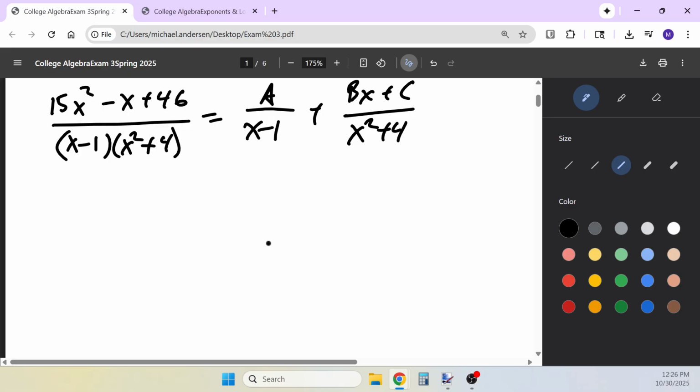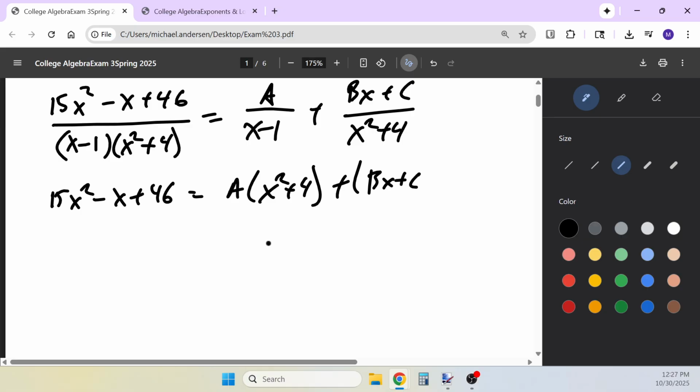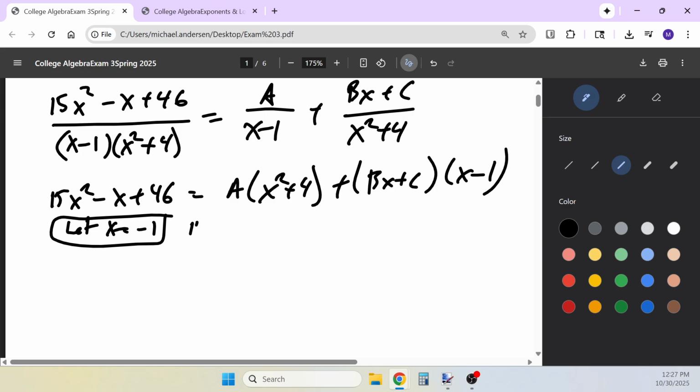Anyway, what we have, we multiply both sides by the denominator. This gives us 15x squared minus x plus 46 equals A times x squared plus 4, plus Bx plus C times x minus 1. We let x equal negative 1. Then this gives us 15 plus 1 plus 46 on the left, and A times 5.